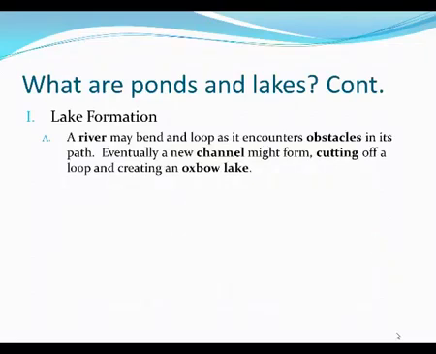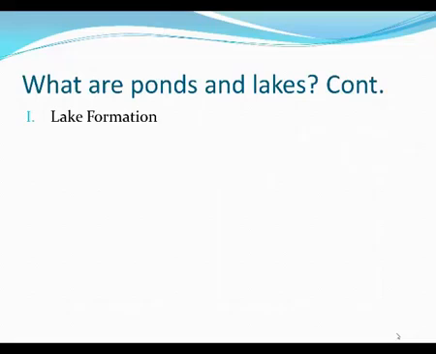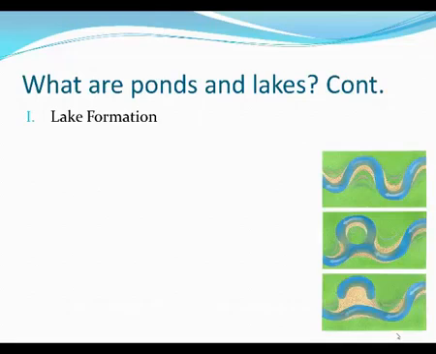Lake formation. A river may bend and loop as it encounters obstacles in its path. Eventually a new channel might form, cutting off a loop and creating an oxbow lake. So this picture represents that. We get a loop that is formed. Eventually more and more materials are going to be eroded along this side and this side, and eventually we're going to create a loop that gets cut across. As the water changes directions and goes the new direction, an oxbow lake forms, a small U-shaped depression where water is still held.